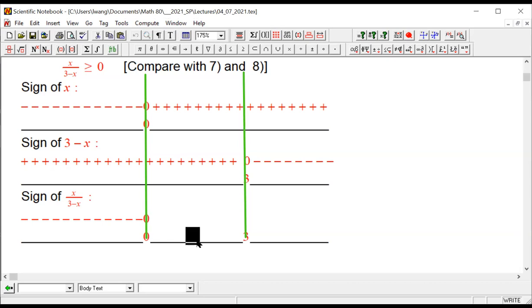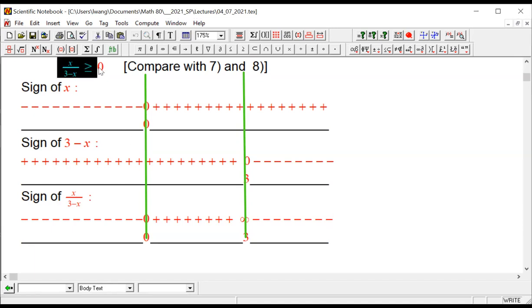If we pick a number between 0 and 3, we plug in, we have a positive divided by positive. Positive divided by positive, that's going to be positive. At 3, what happens? If x is 3, we have 0 as a denominator. When 0 is a denominator, it's undefined. So we put an infinity in place. If we pick a number larger than 3, we're doing a positive divided by negative, so that's going to be a negative. You follow me?